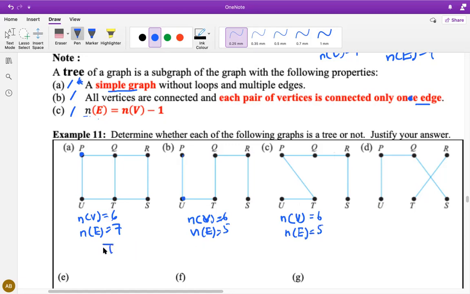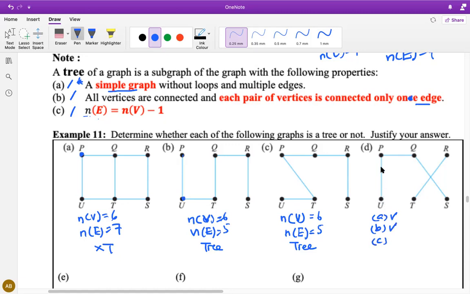This is not a tree. This is a tree, right? Okay, justify your answer, so you explain like that. And each pair of vertices is connected with only one edge. Okay, now we go to D. Is it a simple graph? Correct, right? Simple graph. So A fulfills. B also fulfills. Let's check C.